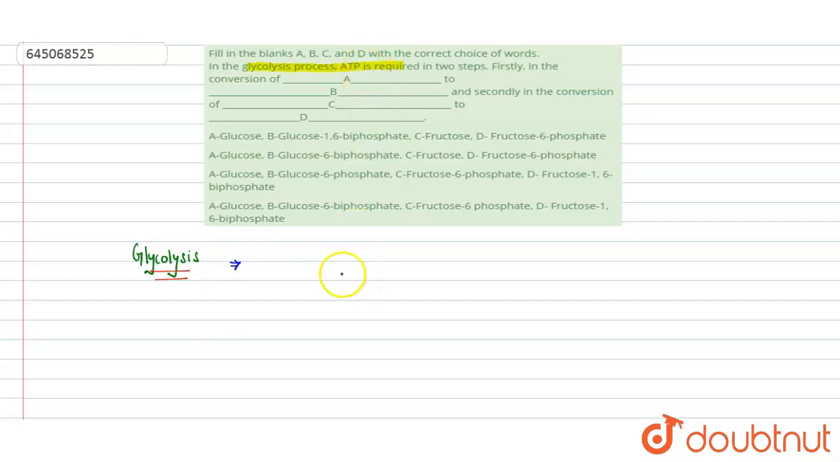ATP is required in the first reaction, that is from glucose, glucose 6-phosphate is being formed. At this step ATP is required. Glucose 6-phosphate is formed with the help of the enzyme hexokinase, and in this reaction one ATP is used up, and the phosphate from ATP is transferred to the glucose and it becomes glucose 6-phosphate. This is the first reaction.